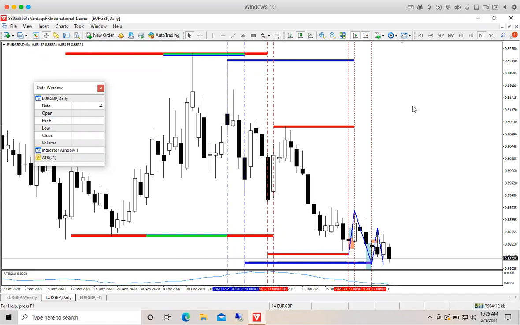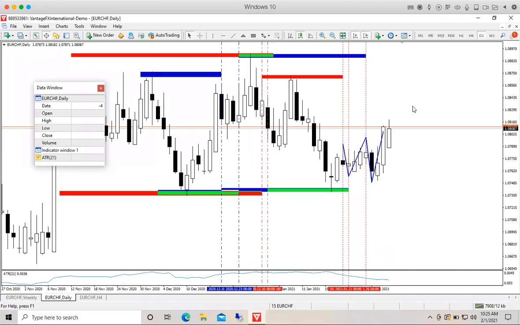Okay, let's move on to my least favorite currency pair, which is the Euro Swiss. So here you can see that Swiss franc weakness showing itself a bit against the euro. Not that the euro is very strong either.